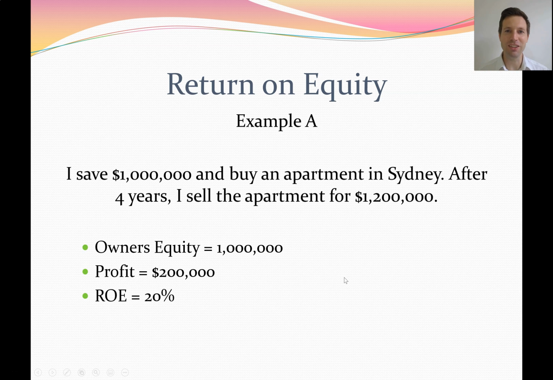Just as a recap on how this ratio works, imagine I'm going to go and buy an apartment because I think it's going to be a good investment. So I save up $1 million, I buy an apartment in Sydney for that price, and then a couple of years later, I sell the apartment for $1.2 million. So I had owner's equity of $1 million because that's how much I had invested into this transaction. And I made a profit of $200,000. I sold the apartment for $1.2 million and I bought it for $1 million. So my ROE is the $200,000 profit divided by my $1 million owner's equity to get an ROE of 20%.